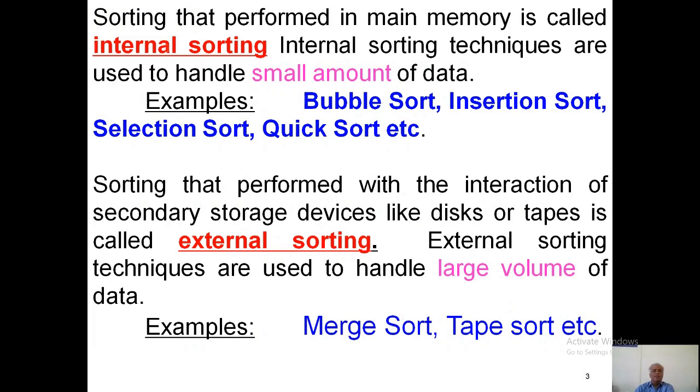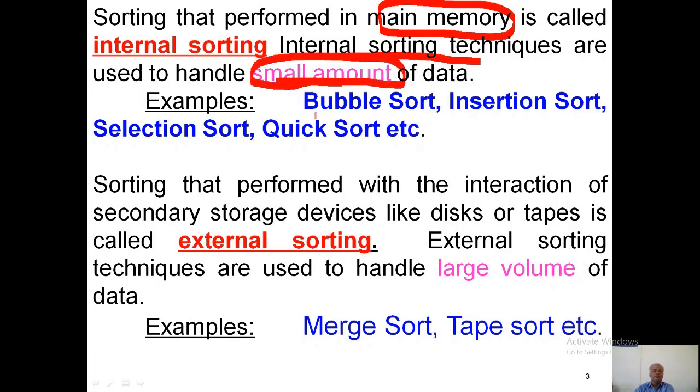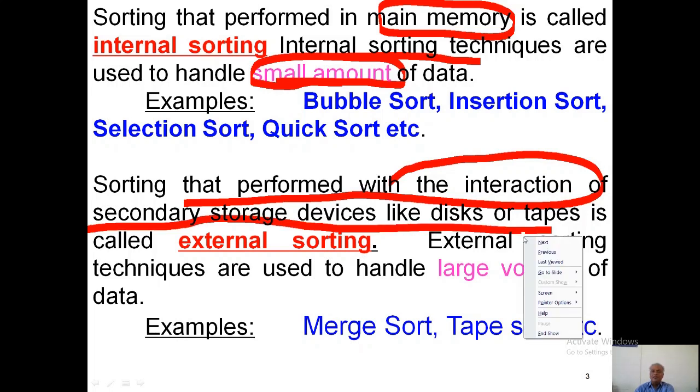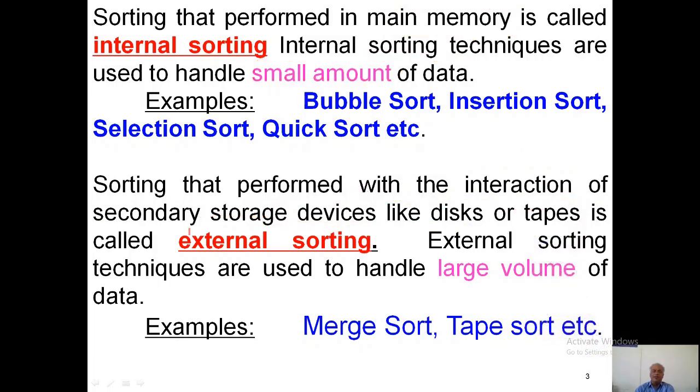Internal sorting is sorting that is performed in main memory. Internal sorting techniques are used to handle small amounts of data. Whereas external sorting is sorting performed with interaction of secondary storage devices like disks and tapes. External sorting can be performed in secondary memory and handles large volumes of data, whereas internal sorting can handle only very small amounts of data.